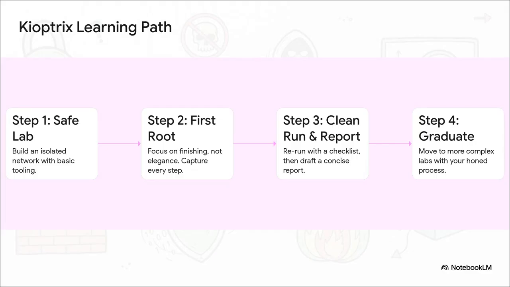So what does that journey actually look like? Well, it's pretty straightforward. First, you build that safe lab. Then you get your first root access. And it's going to be messy and chaotic, and that's okay. After that, you go back and do a clean, methodical run, and you write a report on it. Once you can do that, you are more than ready to graduate to bigger challenges on platforms like Hack the Box or Try Hack Me.